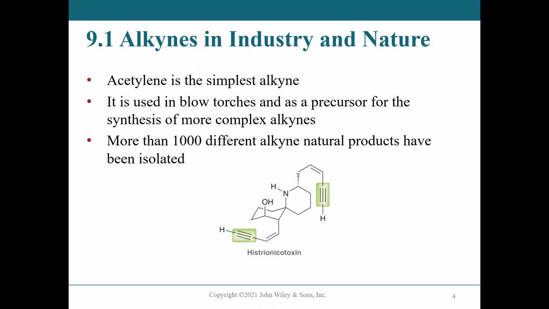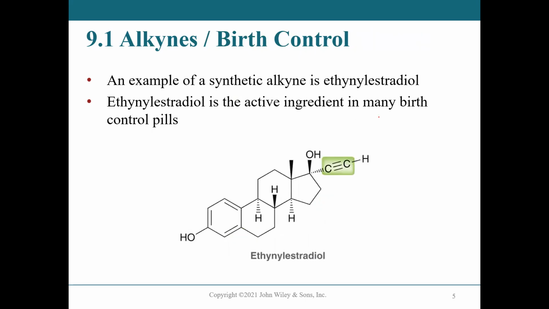They give you some examples here. Acetylene is the simplest alkyne. It is used in blowtorches and as a precursor for the synthesis of more complex alkynes, and more than 1,000 different alkyne natural products have been isolated. Alkynes are also used in birth control, and they show you this one right here. Ethinyl estradiol is the active ingredient in many birth control pills. You can see that alkyne group right here.